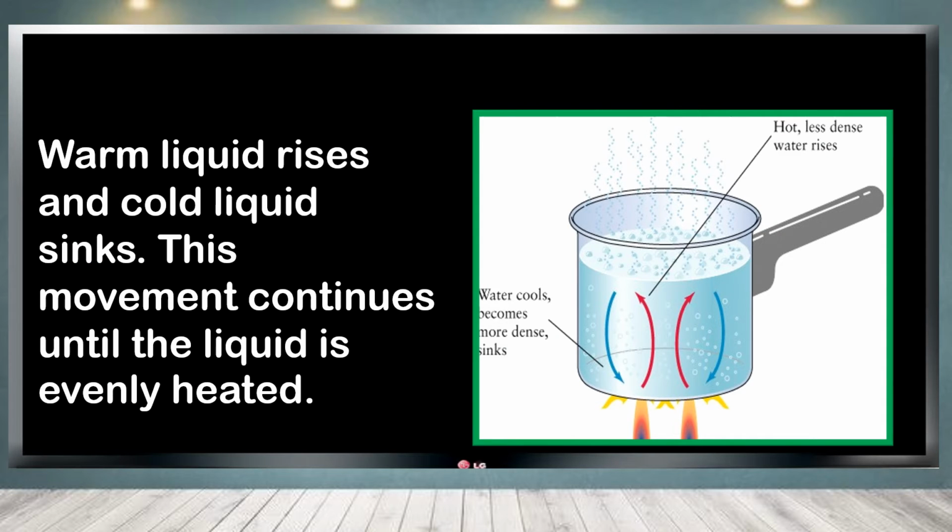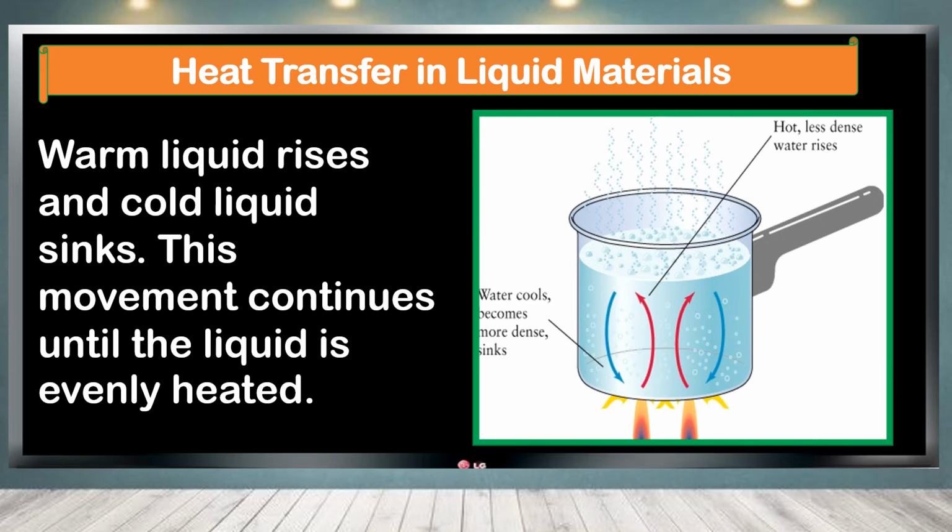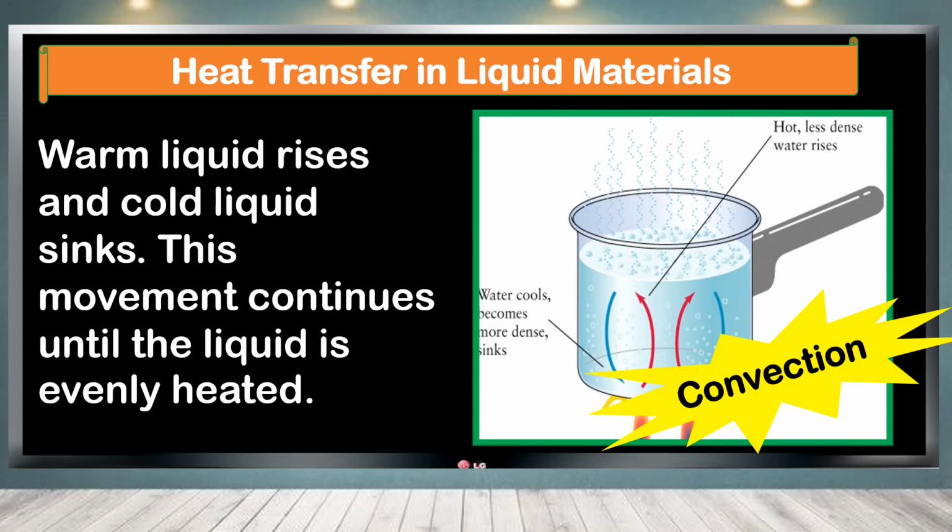Let us now look at boiling water. Here below is the source of heat, and the water below is the first part of the water which becomes hot. And when the water turns hot, it becomes less dense. That's why it rises. And since there is no source of heat on top, the water cools. And as the water cools, it becomes more dense, which causes it to sink or go down. And the heat transfer in liquid materials is called convection.